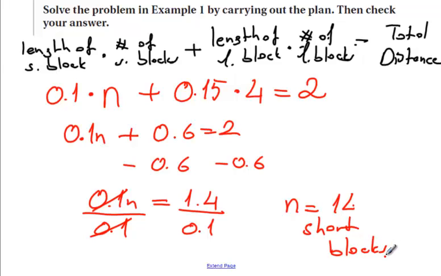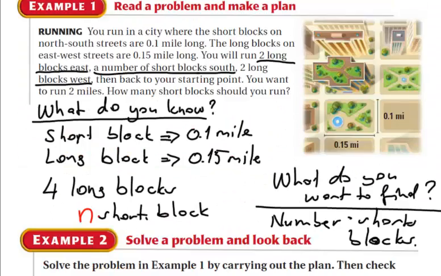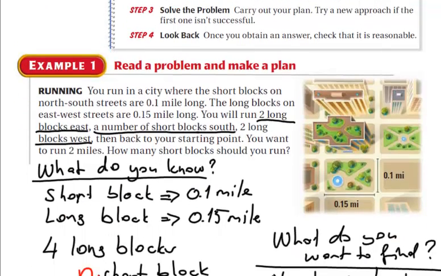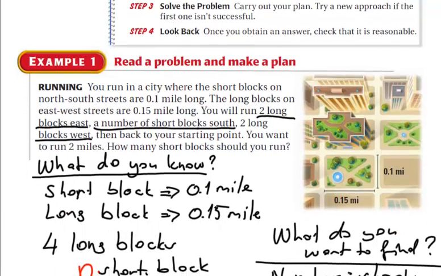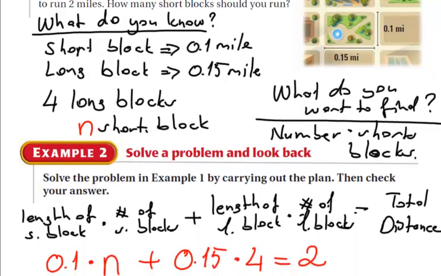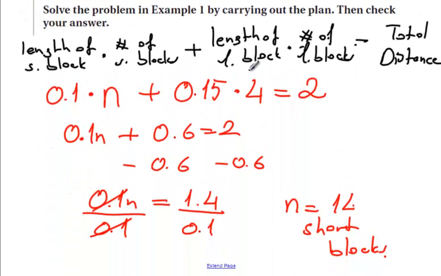So we're done with the problem. Now the last step says look back, and once you obtain an answer, check that it is reasonable. As we said, it is reasonable because when you only run 4 long blocks, you only complete 0.6 miles. When you run 0.6 miles, you have to run a lot of short blocks to complete your run to 2 miles. So it's the right answer.